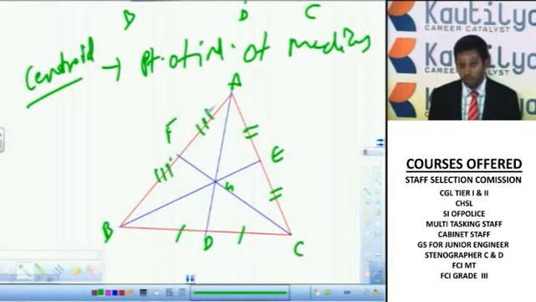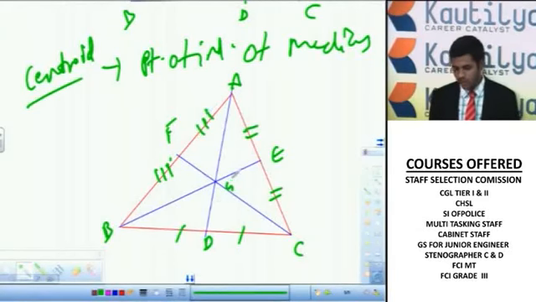We should not confuse that, since it is dividing the other side into two equal halves, it may be perpendicular also. It may be perpendicular, but in all cases it will not be. Only in the case of an equilateral triangle will all be the same. In the rest of the triangles they will be different. Here AD, BE, CF, though they are dividing the other side into two equal halves, are not perpendicular to the respective sides, right?